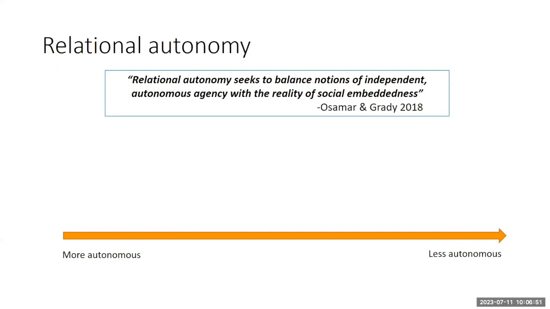This one paper by Osamor and Grady, if anyone is interested in this concept, I highly recommend it. This idea that relational autonomy seeks to balance notions of independent autonomous agency with the reality of social embeddedness. So it's recognizing that decisions are not made alone, and we make them thinking about what our decisions will mean for others.